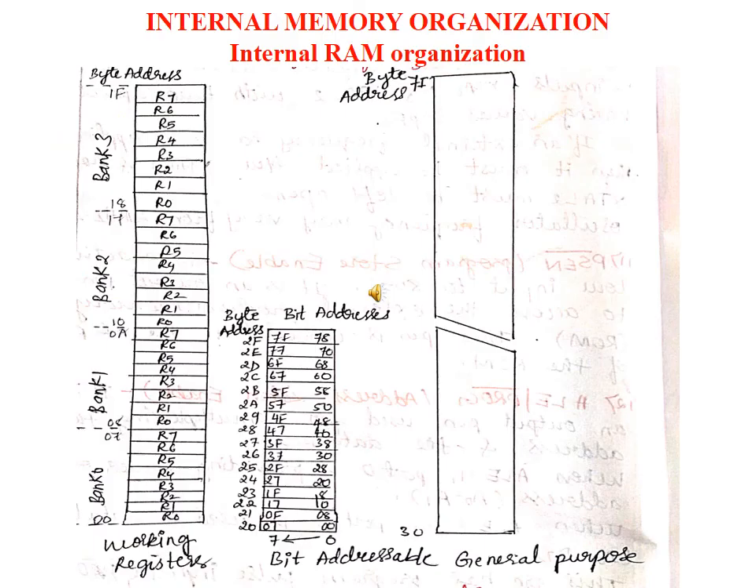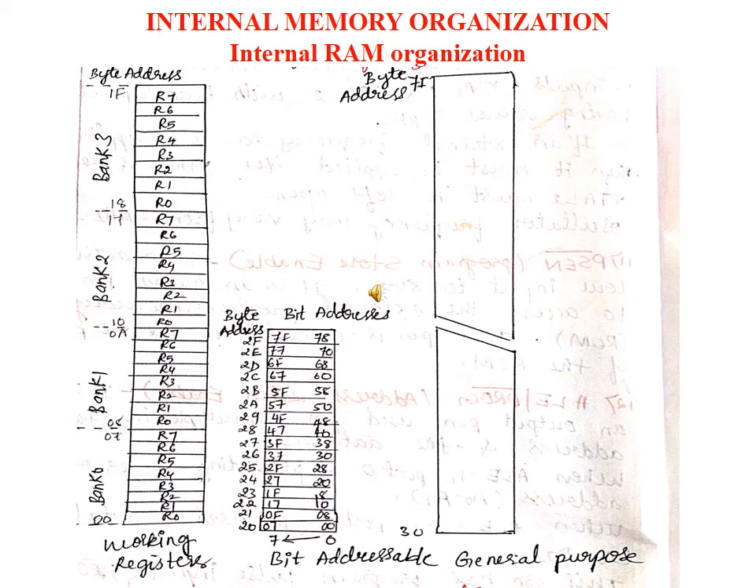So next is the internal memory organization. In this we'll see the internal RAM memory organization. The 8051 microcontroller will have 4 kilobytes of ROM and 128 bytes of RAM. So this 8051 microcontroller will have 128 bytes of internal RAM memory. This is a diagram for the internal RAM memory of the 8051 microcontroller. This 128 bytes of internal RAM memory is again organized into 3 sections.